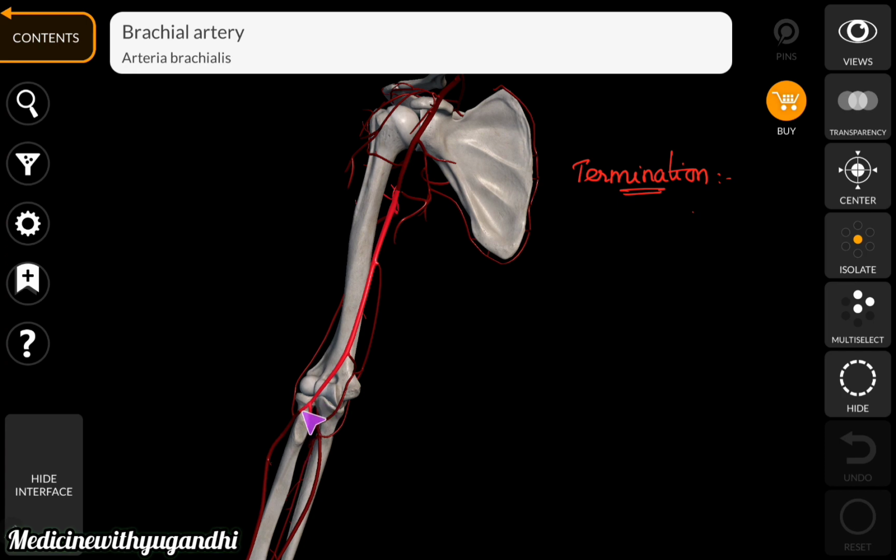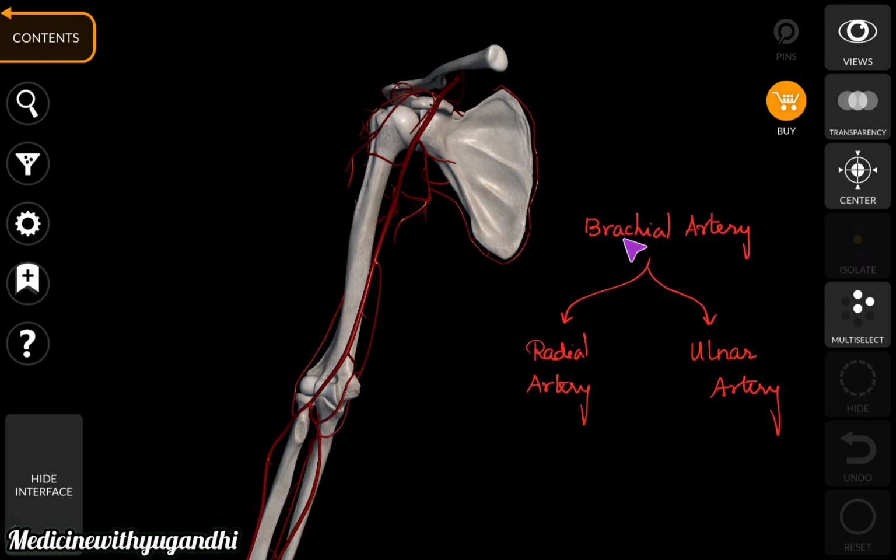Coming to the next topic, the termination of the brachial artery. Here you can see at the cubital fossa, this brachial artery terminates by dividing into the radial artery and the ulnar artery. Here you can see the radial artery and here the ulnar artery. Once again, the brachial artery terminates by dividing into the radial artery and ulnar artery at the cubital fossa.